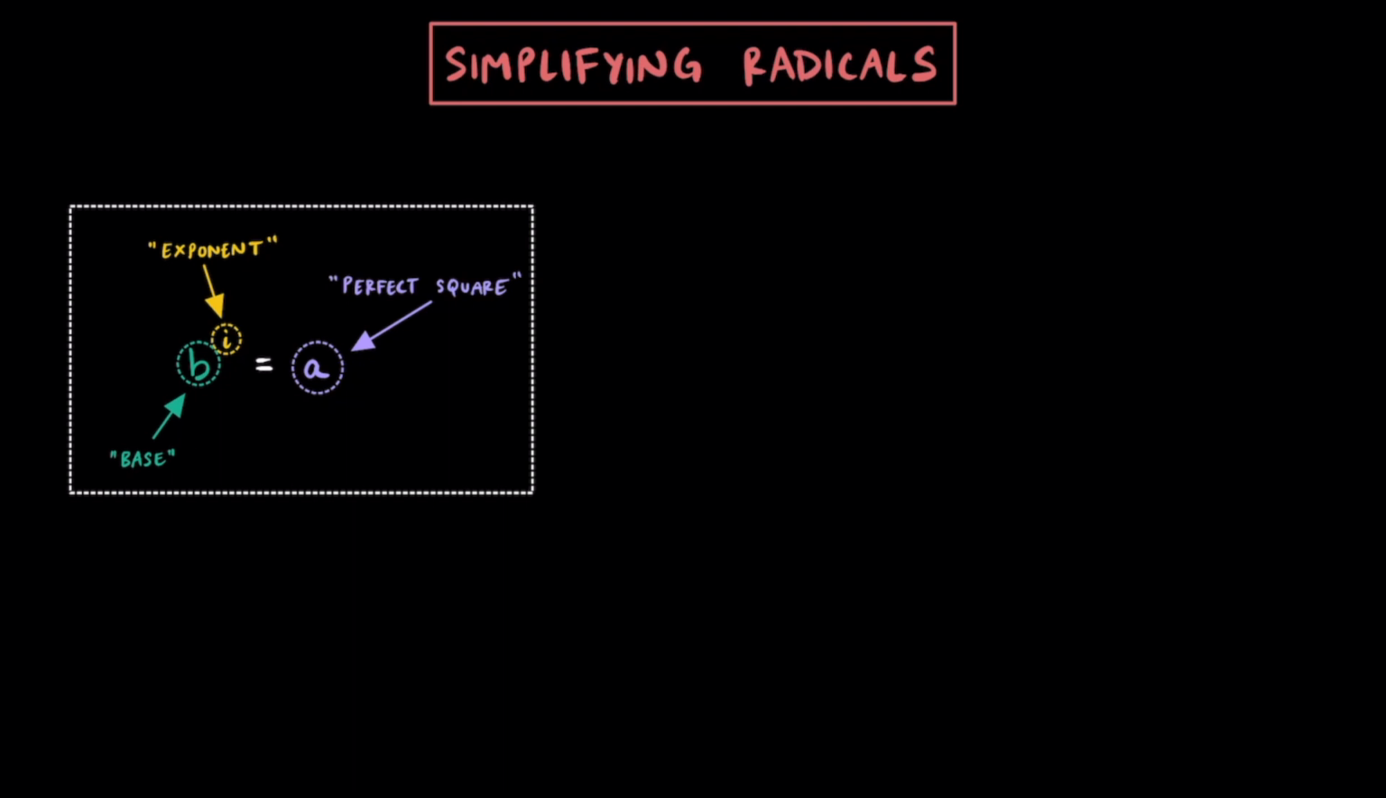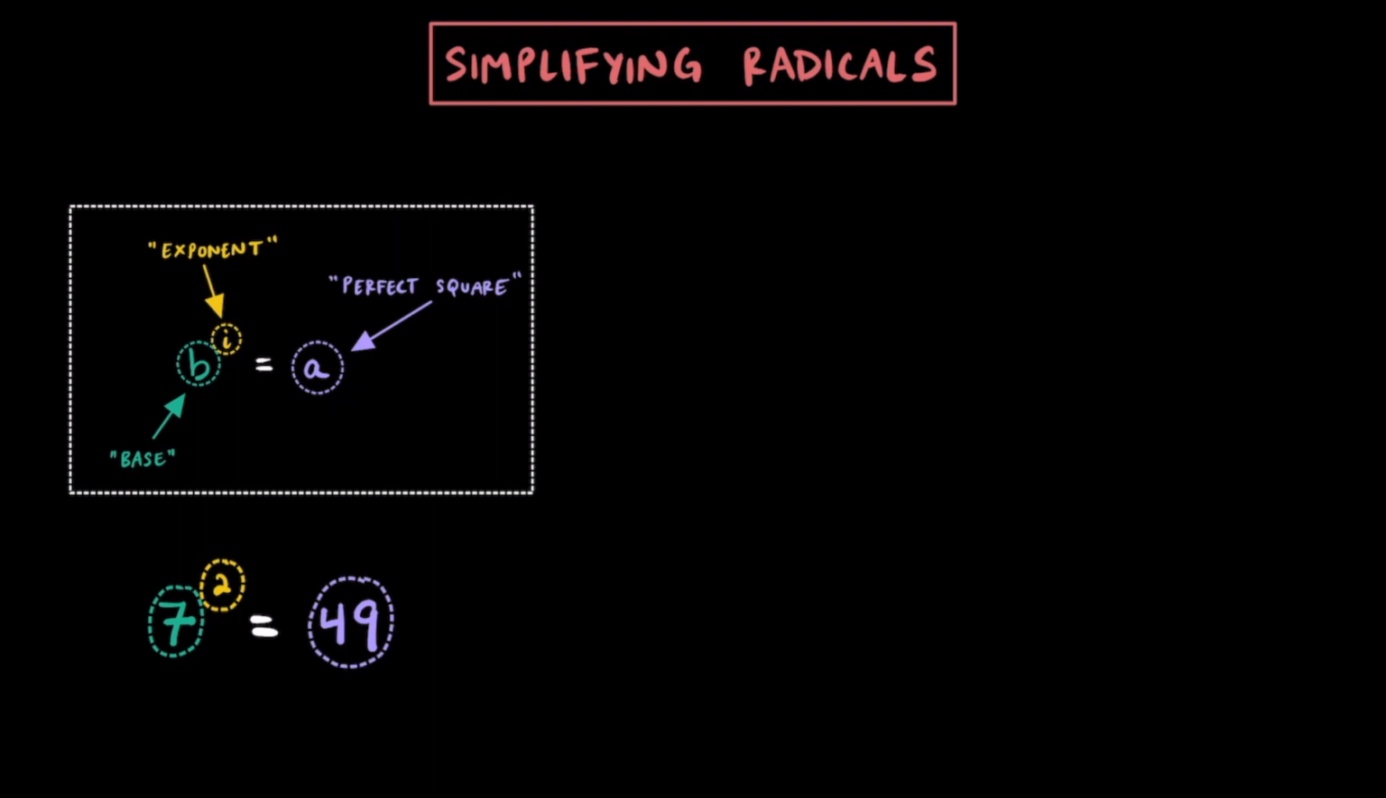Specifically in this video, the exponent i is going to equal 2, and when you take a number raised to the second power, or squaring it, then a on the other side of the equation is going to be a perfect square. For the purposes of this video, when b is a positive number and we raise it to the second power, then we get a perfect square on the other side, which is equal to a. For example, if we had 7 to the second power, or 7 squared, that's equal to 49. The base would be 7, the exponent would be 2, and 49 is a perfect square.